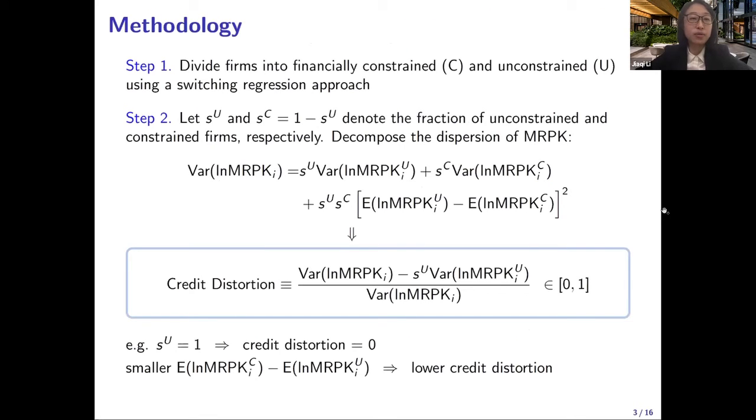In this slide, I will talk about the method that I used to quantify the proportion of the observed dispersion of MRPK that can be explained by the financially constrained firms. The first step is to divide firms into financially constrained and unconstrained types using a switching regression approach. The second step is to decompose the dispersion of MRPK into the cross-section variances of MRPK for unconstrained firms and constrained firms, and the cross-section means of MRPK for different groups of firms. This decomposition is for a given time period, and SU is the fraction of unconstrained firms, and SC is the fraction of constrained firms.